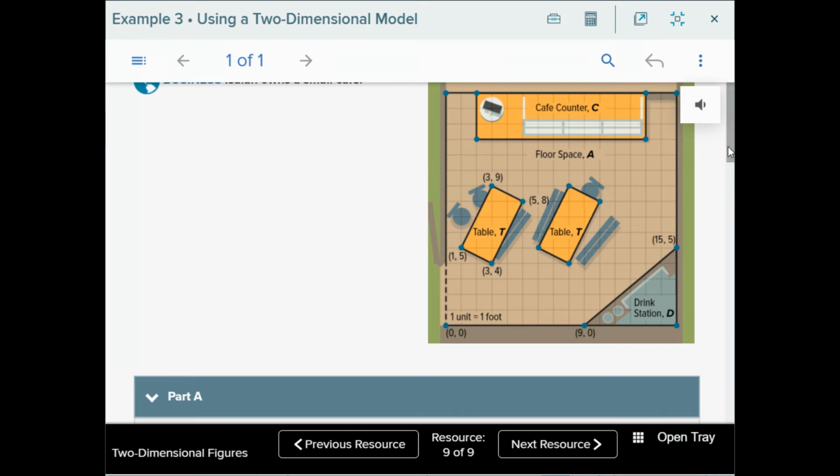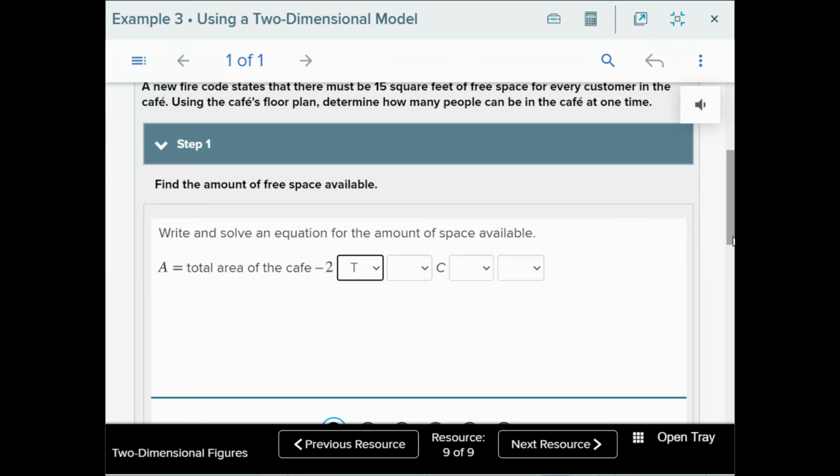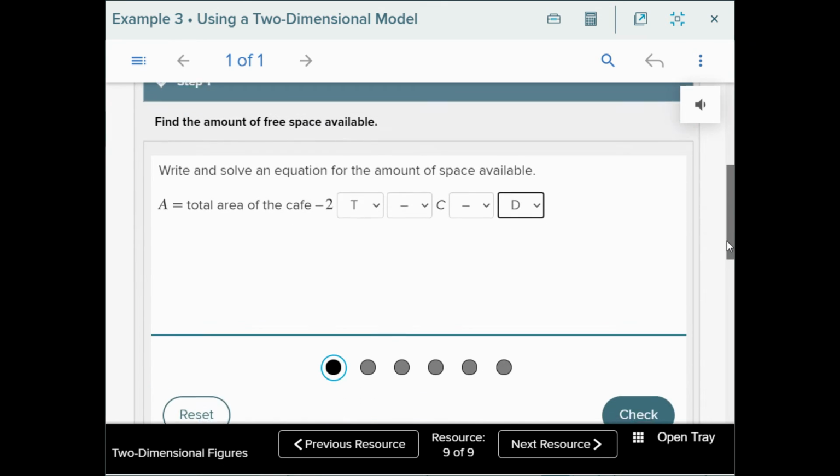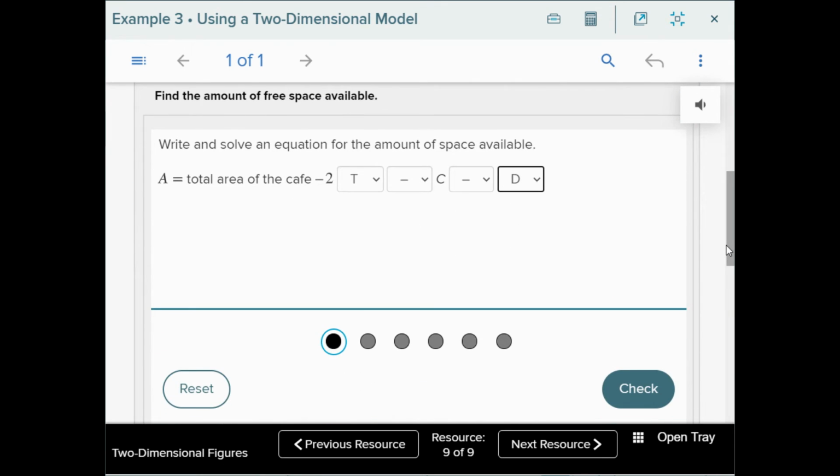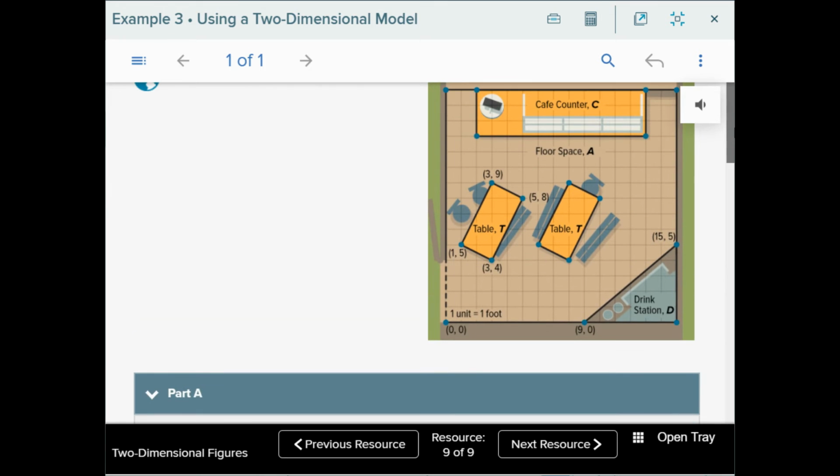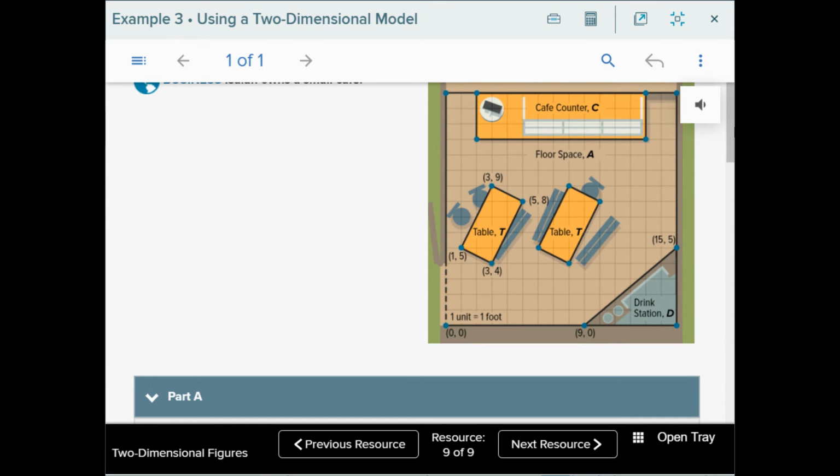I should also take away the counter and the drink station because people can't stand on the counter or drink station. So I should also subtract the amount of counter space and the amount of room that the drink station takes up. Again, the total area of the cafe would be found by finding the area of the square. T is the area of the table. C is the area of the cafe counter. D is the area of the drink station.